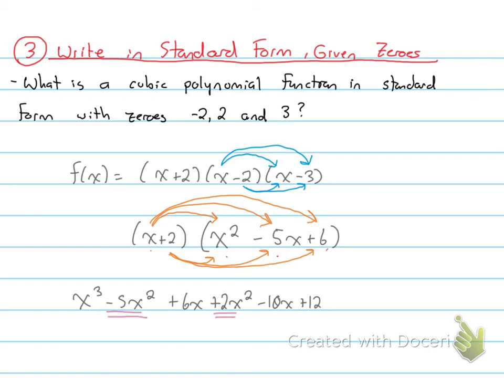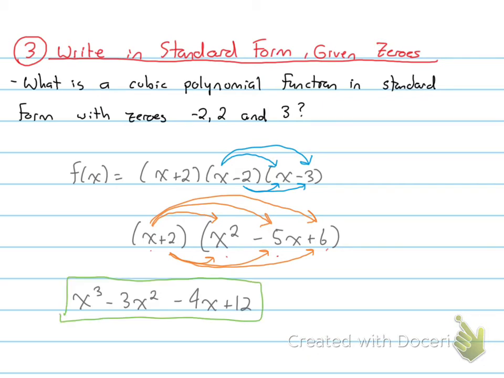So the x squareds will combine. My x's, or everything to that first degree, will combine. So my final answer, a polynomial with all of those zeros in standard form, would be x cubed minus 3x squared minus 4x plus 12.